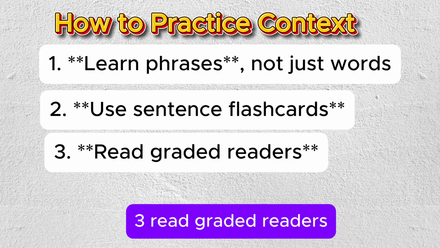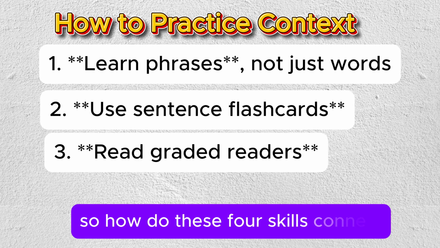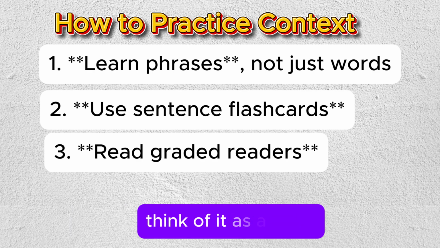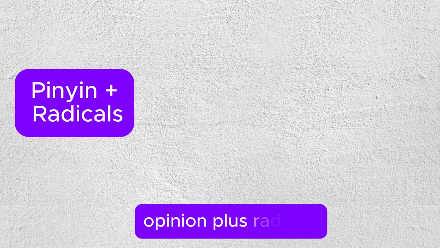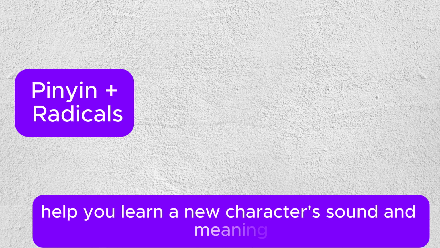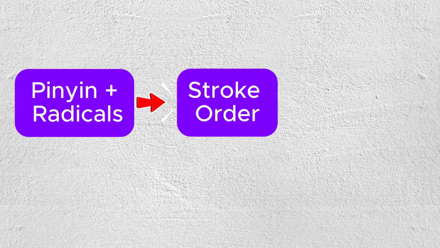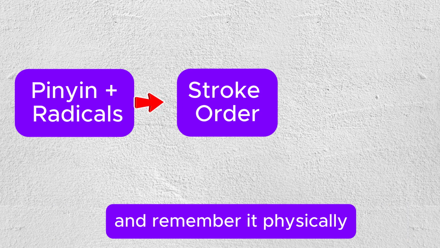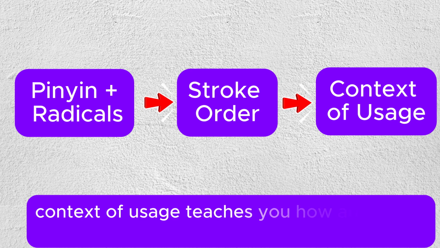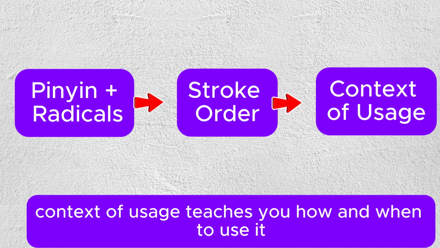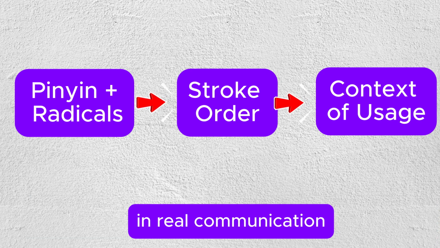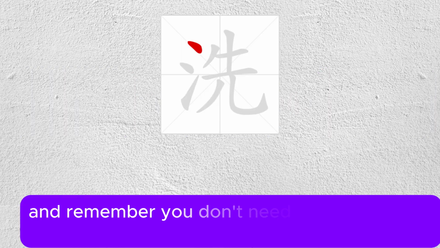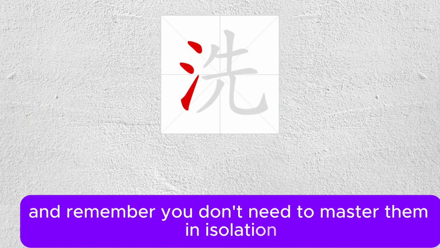So how do these 4 skills connect? Think of it as a cycle. Pinyin plus radicals help you learn a new character's sound and meaning. Stroke order helps you write it correctly and remember it physically. Context of usage teaches you how and when to use it in real communication. And remember, you don't need to master them in isolation.